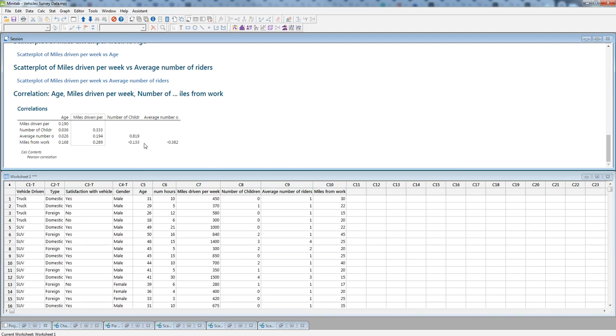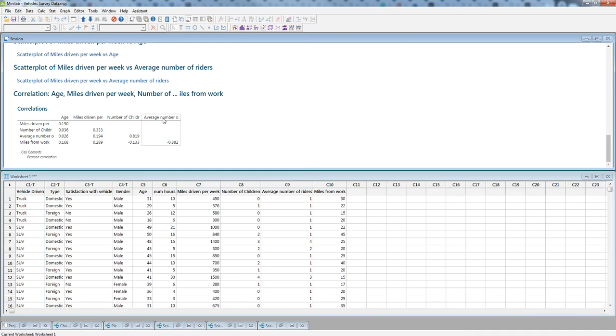Let's see. Oh, that's why. None of these really look all that good, except for average number of riders seems to correlate with number of children you have. That's not shocking. If you have kids, you're more likely to have them in your car. That's all this is saying. Crap. Oh no, this data set is not good.